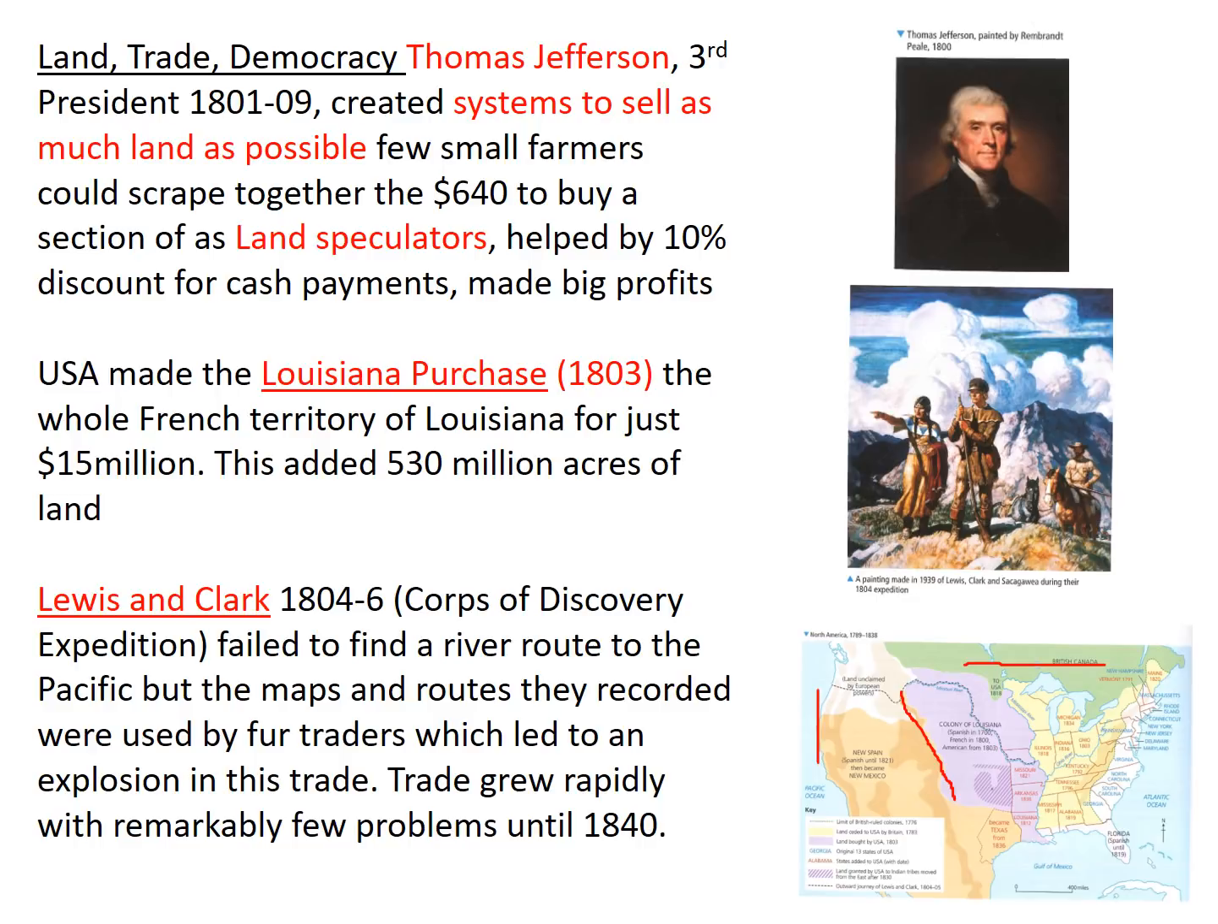Discovery expedition. They failed to find their aimed river route to the Pacific, but the maps they used were used by fur traders, and eventually we see these maps lead to exploring further issues later on. We have to say at this point trade grew rapidly with very few problems until 1840.